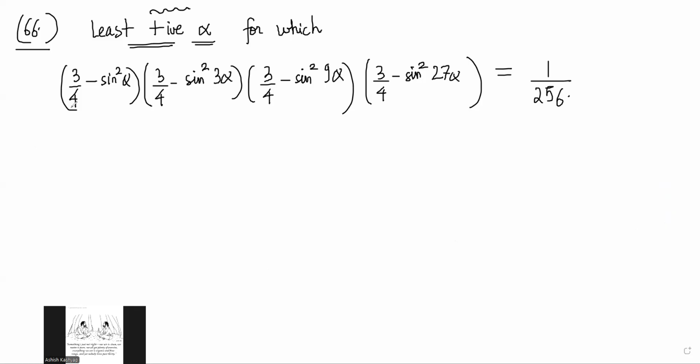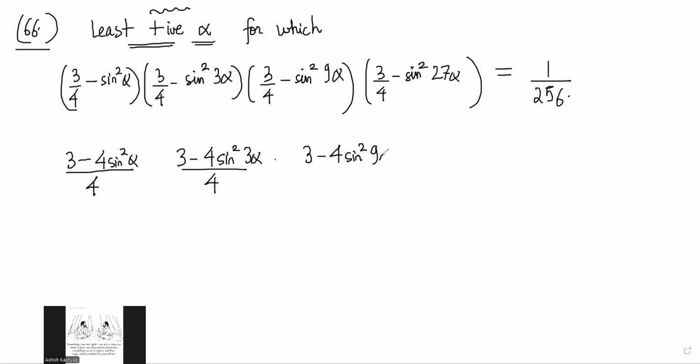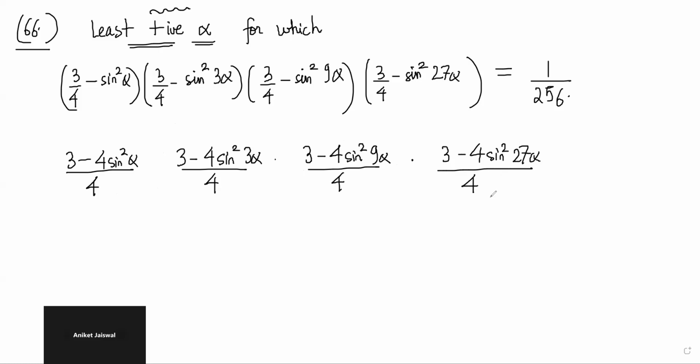So 3 minus 4 sine square alpha is here and divided by 4 is there. And everywhere a similar pattern is there, no? Do you understand what I'm saying right now? What can we do here? Does it remind you of some formula? Yes sir. What formula?